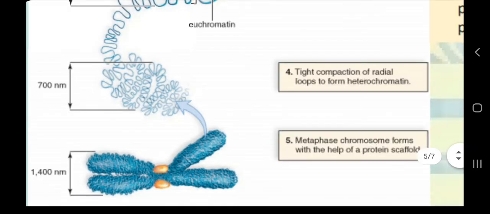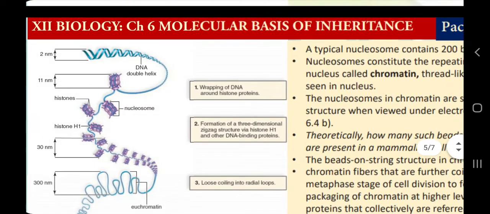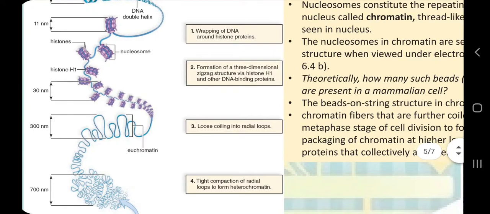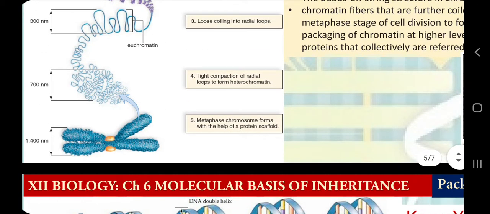it doesn't matter whether it is in the form of chromatin or chromosome. DNA will be compactly packed like this: 2 nanometer, 11 nanometer, 30 nanometer, 300 nanometer, 700 nanometer chromatids, and finally 1400 nanometer chromosome in the case of the metaphase chromosome. You must also remember this.